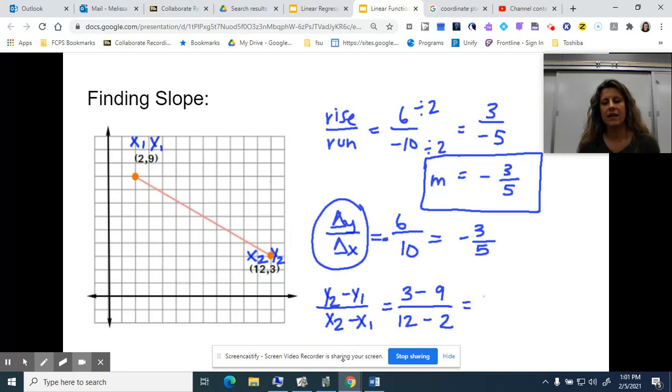3 minus 9 gives me negative 6. 12 minus 2 gives me 10. And again, we reduce to the same answer, negative 3/5. Guys, I get that same slope no matter which method I use. Again, you just have to see which one you like best and stick with it.